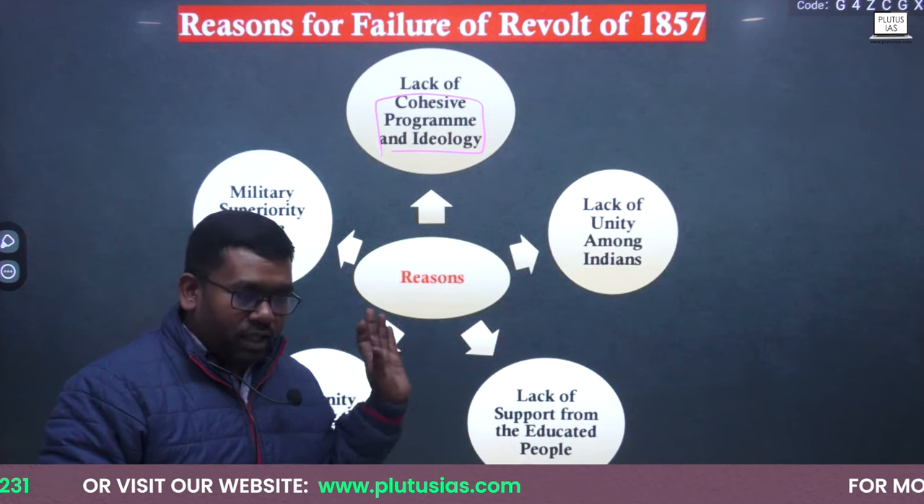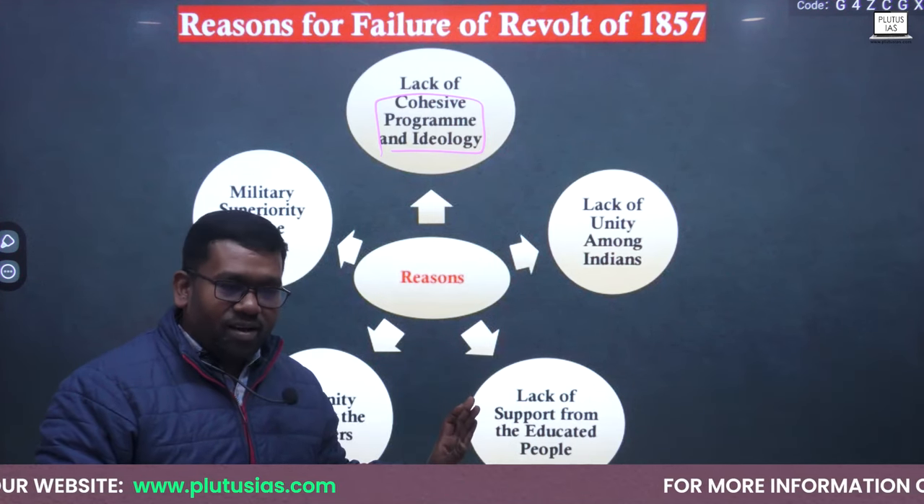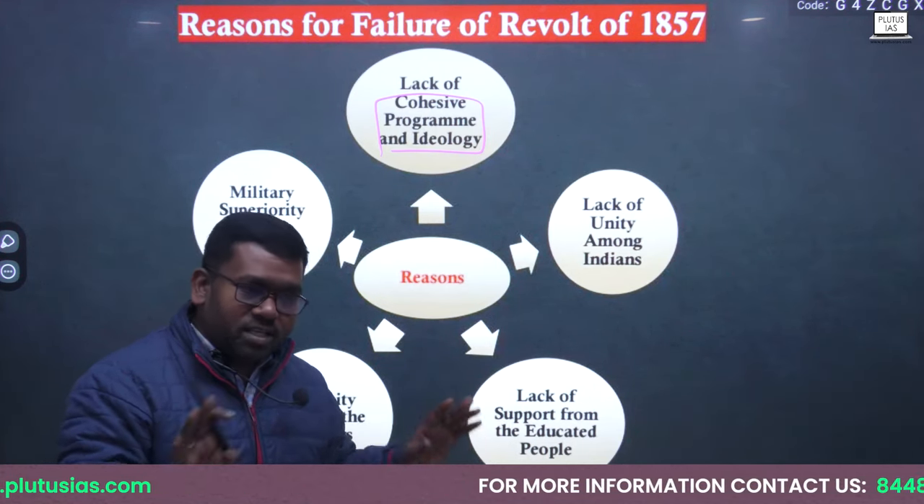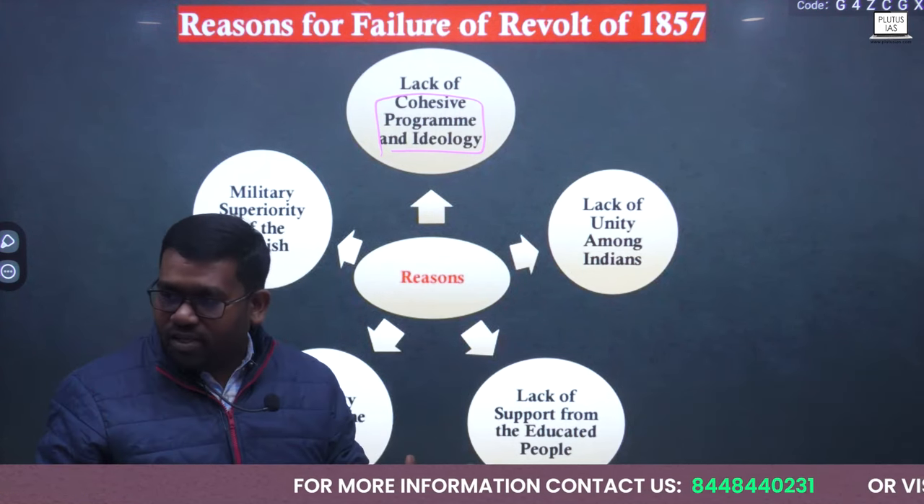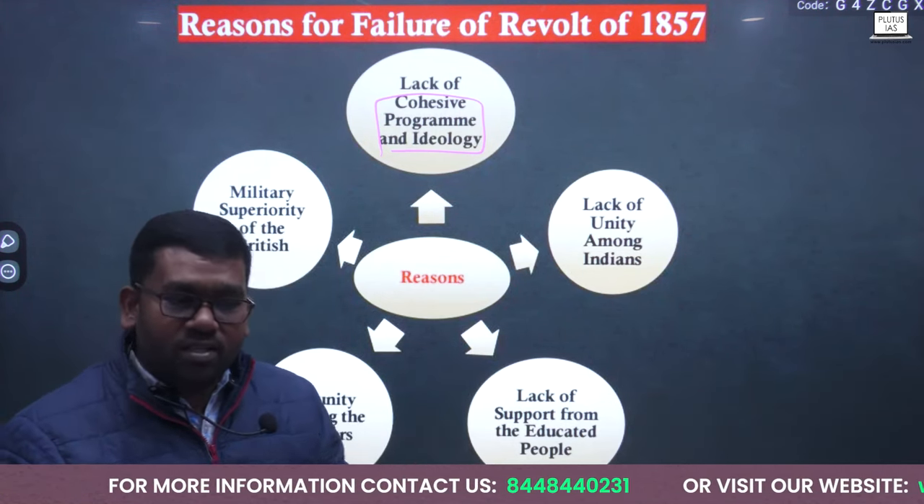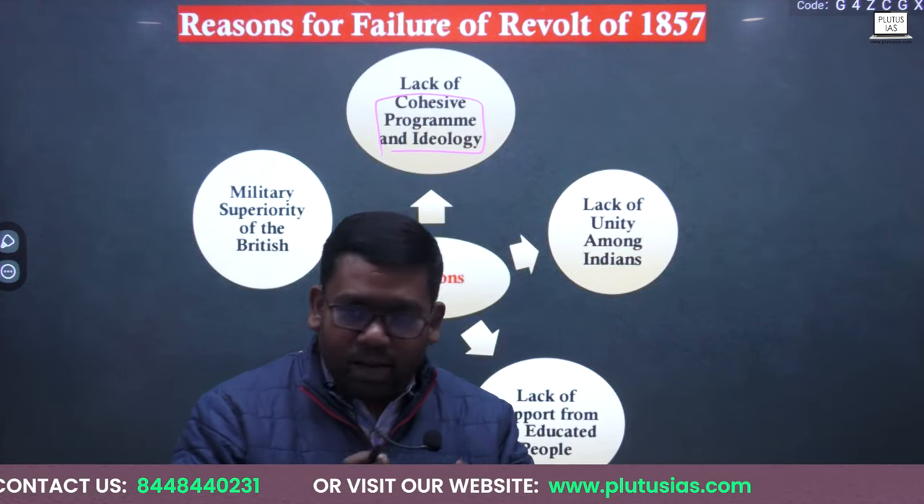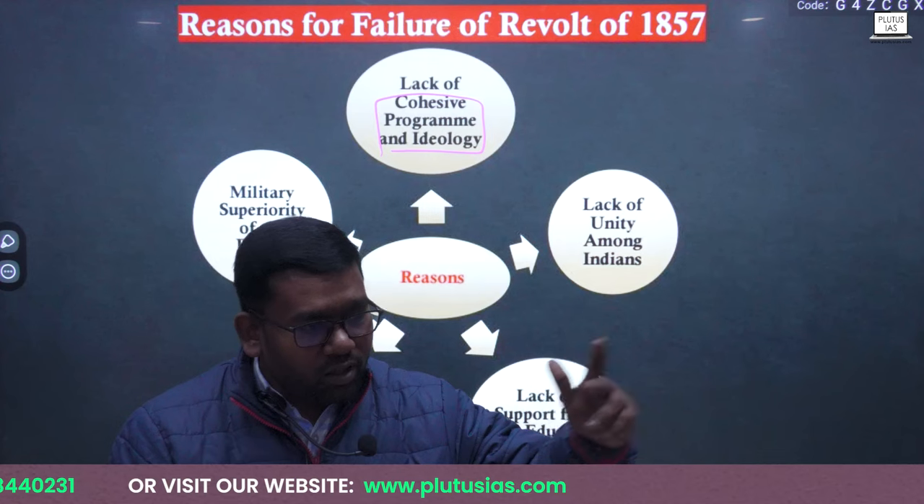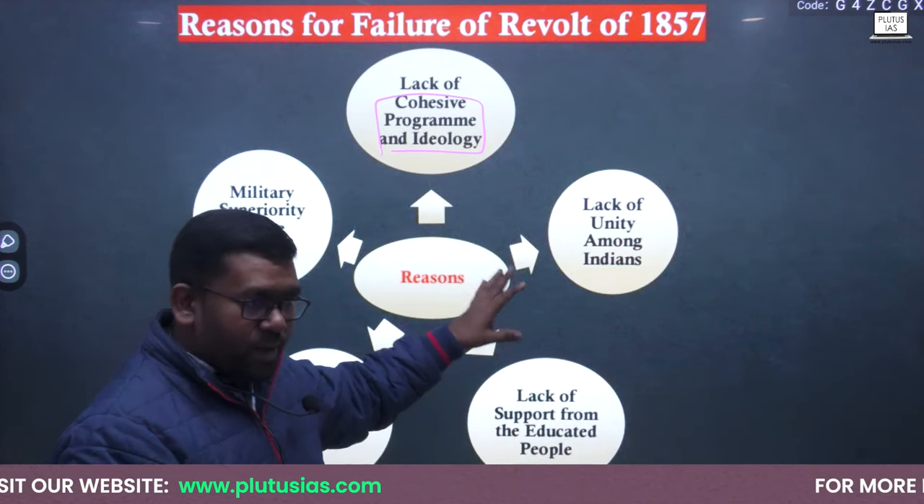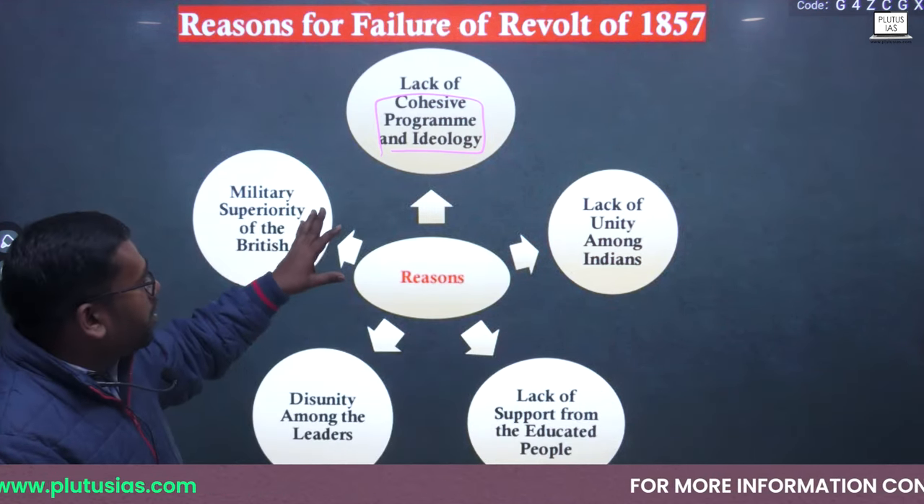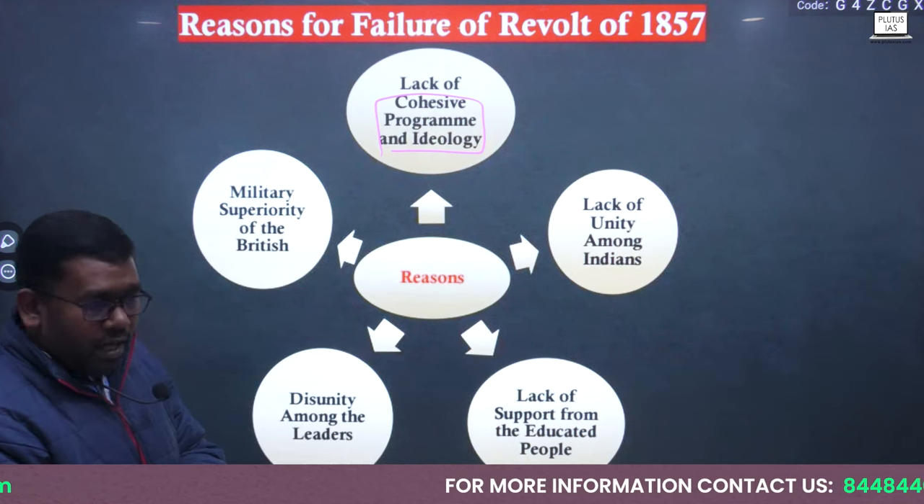How will they rule? In Delhi, they try to manage it. But in Delhi, as soon as it was captured in September, morale went down automatically, because they were trusting the Badshah. The Badshah had been defeated and his family members had been killed, and he was sent to Rangoon. So morale goes down first of all. So they had no cohesive program and ideologies.